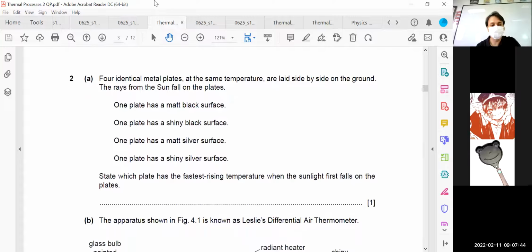Question number two. Four identical metal plates at the same temperature are laid side by side on the ground. One plate has a matte black surface, another a shiny black surface, another a matte silver surface, and the fourth one is a shiny silver surface. Four different kinds of materials are there. Matte black surface and matte silver surface, there is a difference in both the surfaces. And the shiny black surface and shiny silver surface.